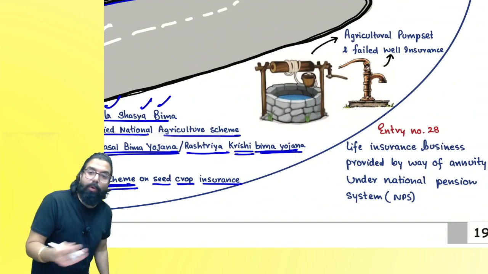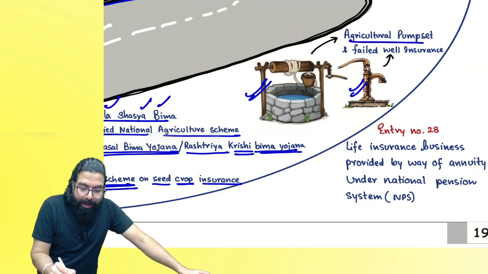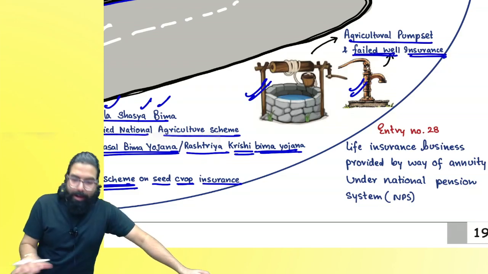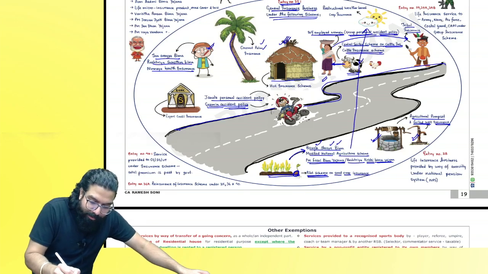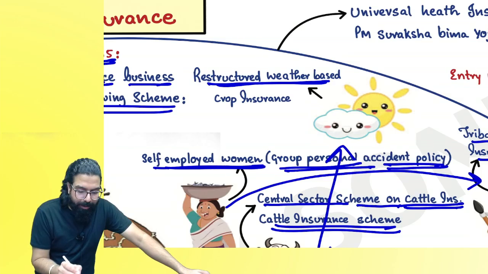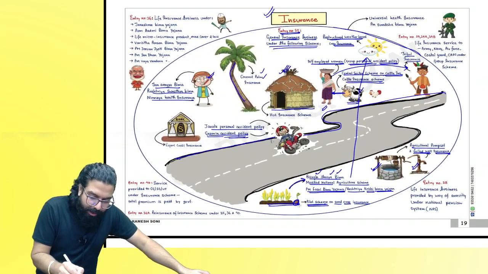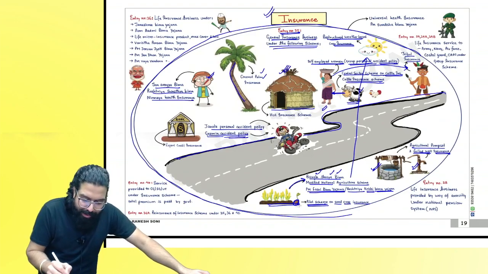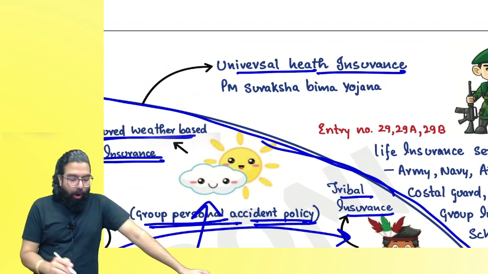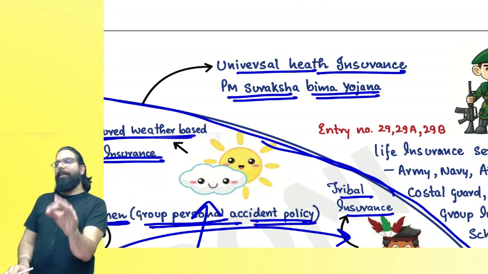Now, Baba, to do agriculture, you need pump sets, etc. So they have told that agriculture pump set and any failed well insurance, if done, GST will be exempted. Now, to do agriculture, you need sunlight also. Baba, whether you need it or not, restructured weather-based crop insurance is also exempted. Now, everyone listen to me very carefully. This whole village in itself is a universe, right, everyone? Universal health insurance or Pradhan Mantri Suraksha Bima Yojana also, GST will be exempted.